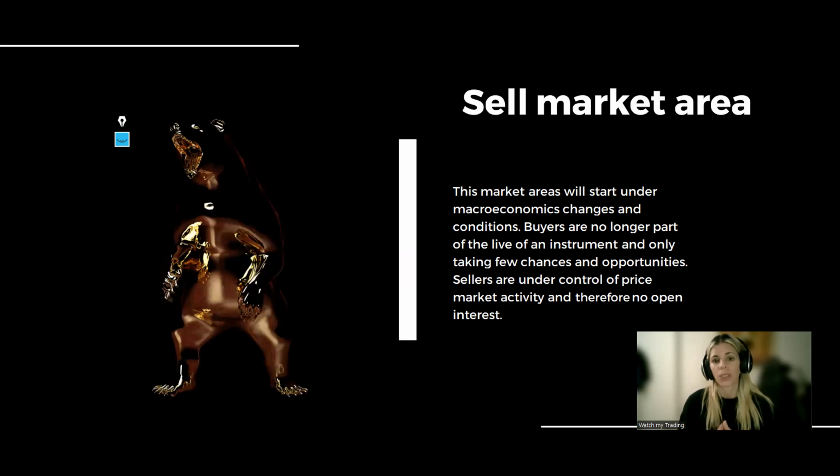We're going to talk about open interest in the next video, but the sell market area applies to currencies, and I can also say silver, gold, probably oil. You can easily identify those levels where the instrument is not valuable enough to have open interest for the next day.